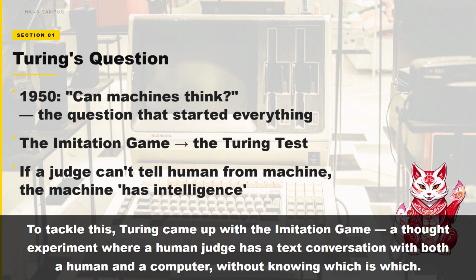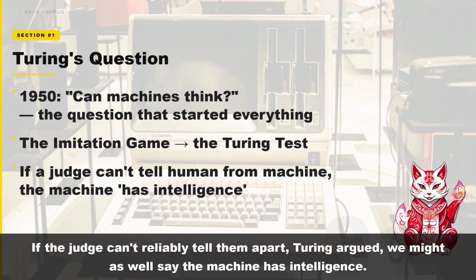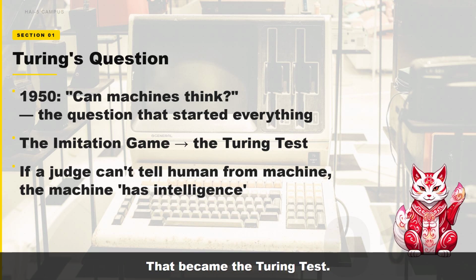To tackle this, Turing came up with the imitation game, a thought experiment where a human judge has a text conversation with both a human and a computer, without knowing which is which. If the judge can't reliably tell them apart, Turing argued, we might as well say the machine has intelligence. That became the Turing test.